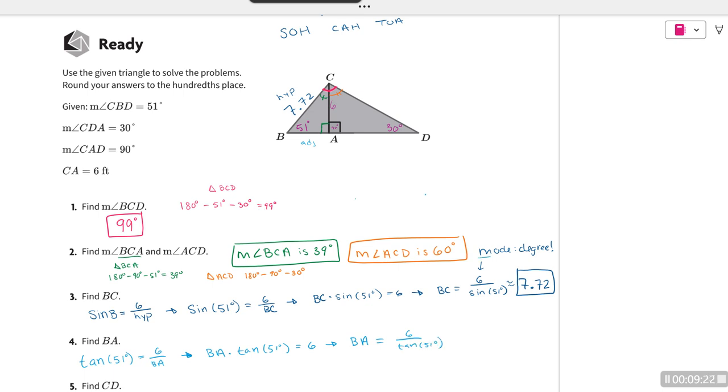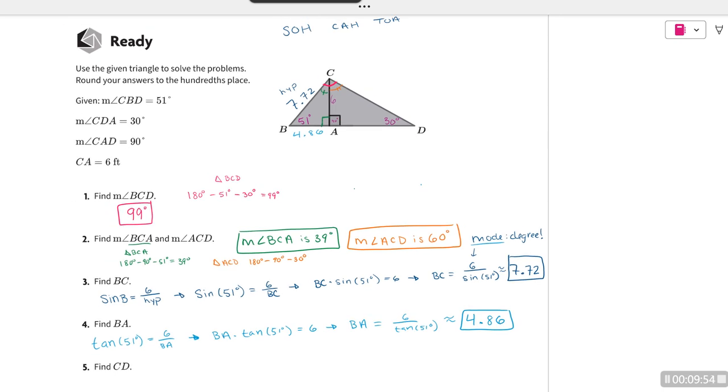Again, that mode is really important. We should still be in degree mode. Okay, so if we type that into our calculator, we get about 4.858. So that 5 is going to round up, so I'm going to make it 4.86. We're going to round upward since we want to round to the hundredths place. And I can fill that in on my table here, 4.86.